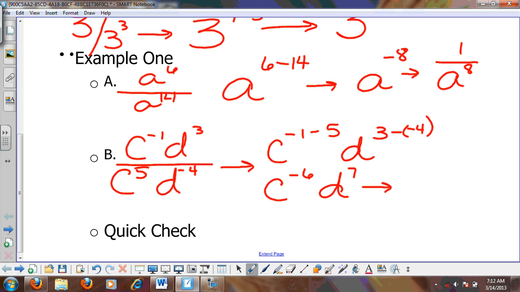How do we go from there? Well, we have a negative exponent, which means it's got to be dropped to either the numerator or the denominator, depending where it is. If I don't have a fraction, it's going to drop to the denominator. So c to the 6, where's d to the 7 going to go? The numerator, d to the 7. Okay? Let's do a couple of quick checks.